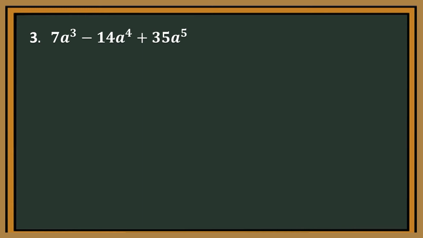Number 3, 7a cubed minus 14a to the fourth plus 35a to the fifth. Let us find first the greatest common factor of 7, negative 14, and positive 35. Highest number that can be divided to 7, negative 14, and positive 35. That is your greatest common factor. So what do you think is the greatest common factor? 7. And then look at a. Is it common to each term? Yes. Therefore, we can get the greatest common factor of it.